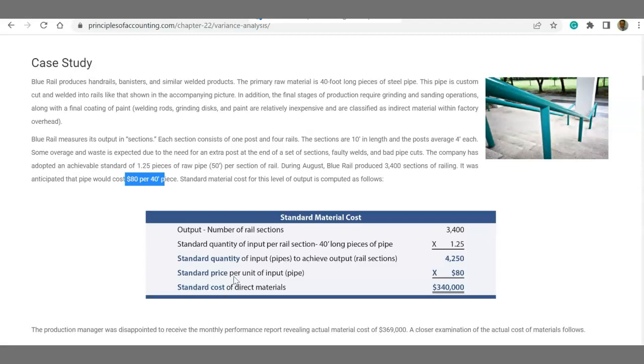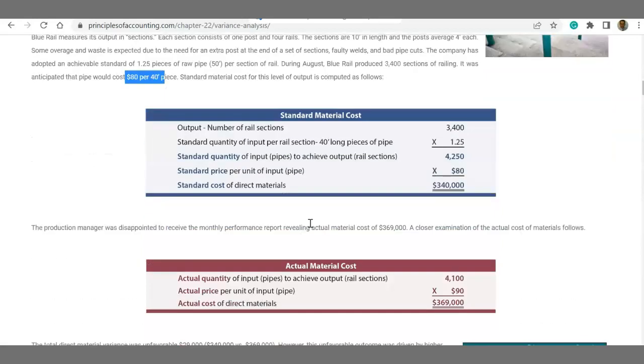Very good. Standard price is $80. So standard cost is $340,000. So far, so good. Keep this in mind. This is your standard information. Now, the actual situation is this. The production manager was disappointed to receive the monthly performance report revealing the actual material cost of $369,000. Look at here, the standard was $340,000, but the material cost ends up to be $369,000.